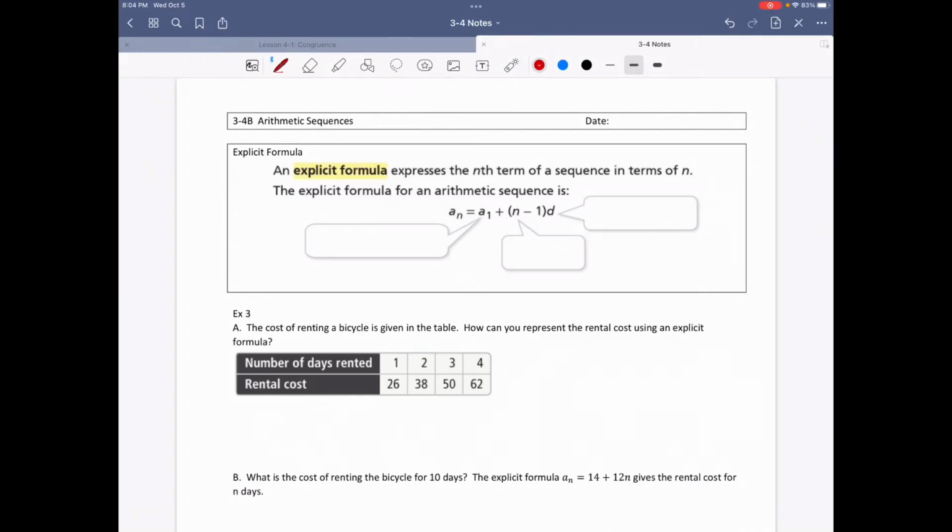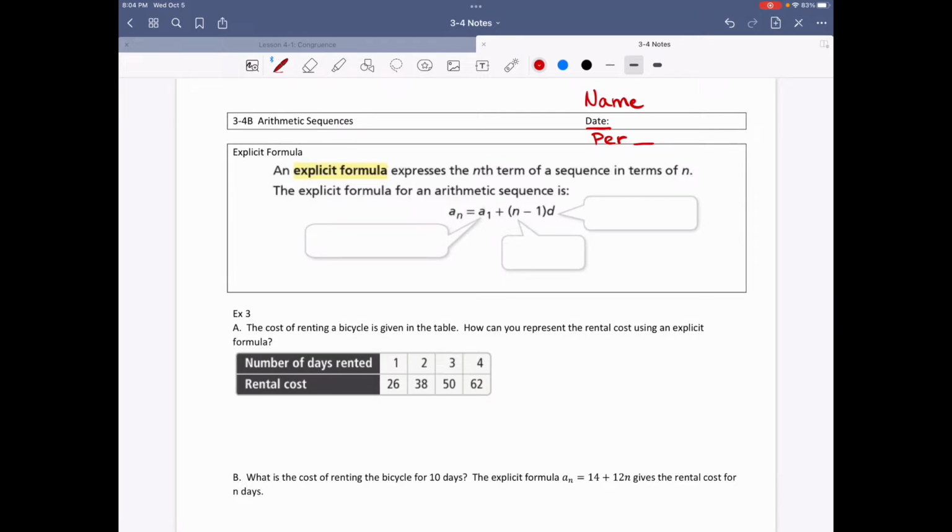Hello, Algebra students. This is section 3-4B, Arithmetic Sequences. Please see the whiteboard for your objectives for today and write your name on your paper, the date, and the period.